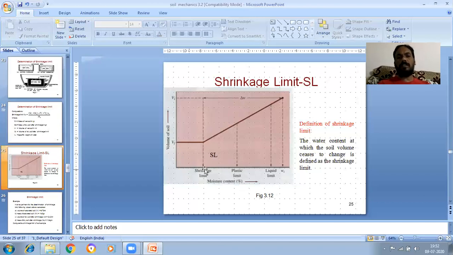Once it reaches the shrinkage limit, the volume of the soil sample ceases to change, meaning it stops. Further, it will not reduce the volume. Even if you reduce the water content further, the volume of the soil sample will not get reduced beyond the shrinkage limit.